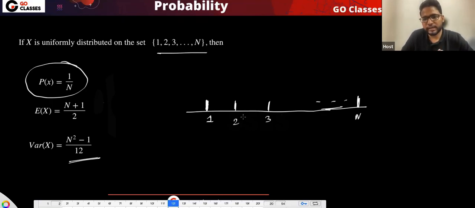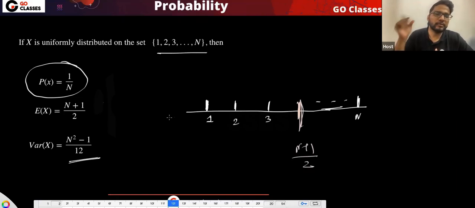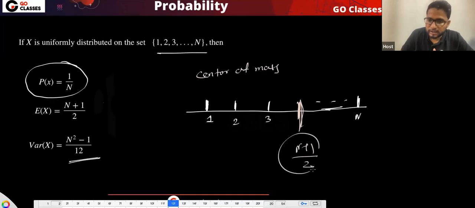Since everything is equal, think about the center of mass: the center will be in the middle, right? And the middle is n plus 1 by 2. This is the middle. That is why the expectation is n plus 1 by 2. I'm trying to tell you intuitively, this is from the center of mass, because everything is equally probable. The mass sitting here is the same as the mass sitting here, so it will be in the middle.